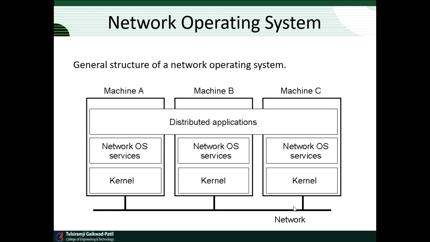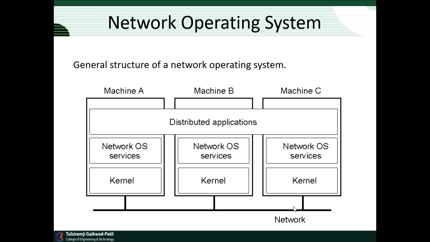Then we will talk about network operating system. General structure of networking system. The network operating system is given on the screen. Machine A, machine B and machine C are connected, and each has its own network operating system, and they are connected to the kernel.